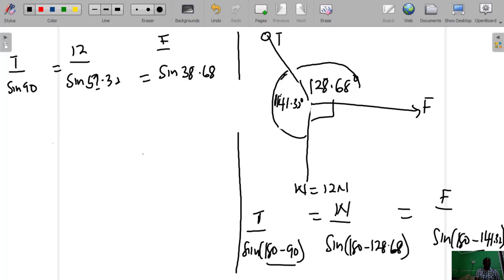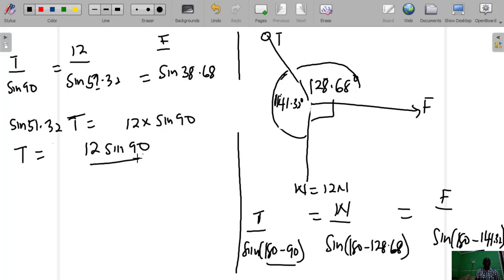Therefore, sine 51.32 times T is equal to 12 times sine 90. Let's divide both sides by the number behind the T. So T will be equal to 12 sine 90 over sine 51.32. So our tension will be 15.37 Newton.